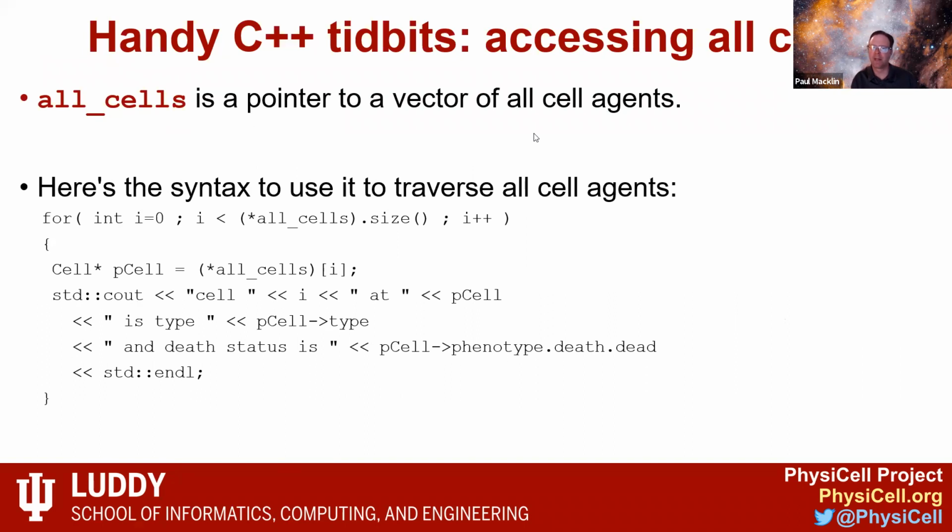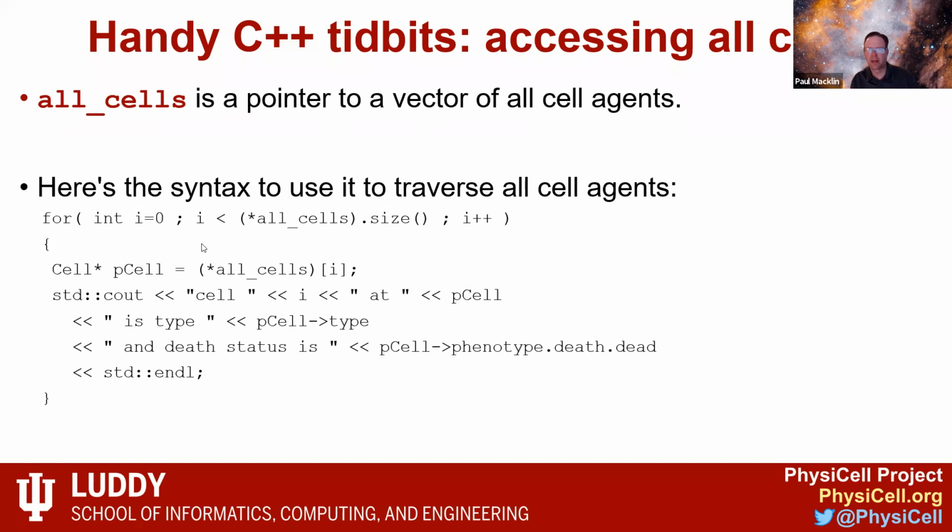Other things is you may want to be able to access a list of all the cell agents. This is very handy for initialization. So let's say you place them all randomly first, but now you want to go through and set some properties. There's this all cells data structure, which is a pointer to a vector of all the agents. It's kind of a mouthful, but at the end of the day, here's the syntax. You just loop over all cells, take its size, and iterate.